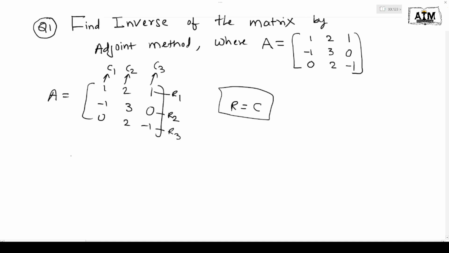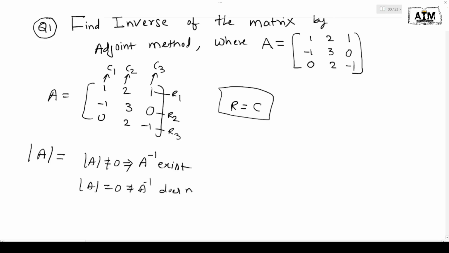Whenever you want to find the inverse of the matrix by the adjoint method, step number 1 is to find the determinant of the matrix. So how do we find the determinant of A? Don't worry, I am going to give you a brief idea. But the question is, why find the determinant of the matrix? There is one reason. If the determinant of the matrix is not equal to 0, it implies A inverse exists. If the determinant of A equals 0, it implies the inverse of the matrix does not exist.